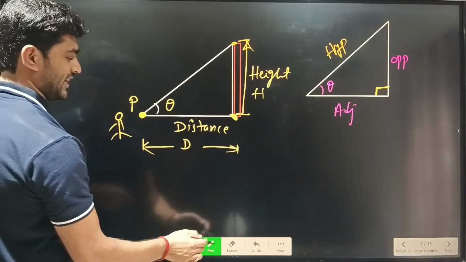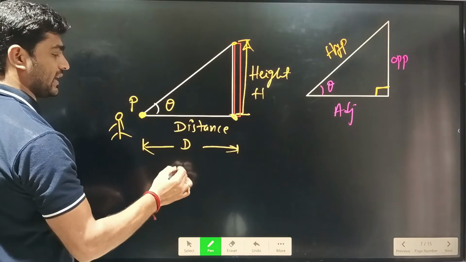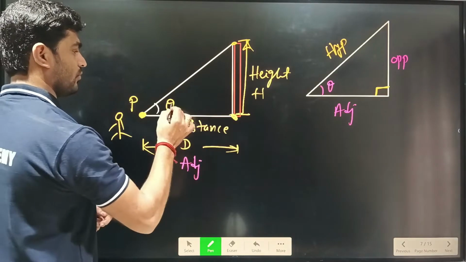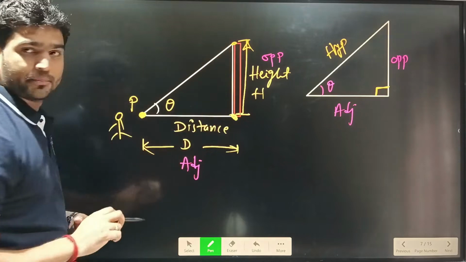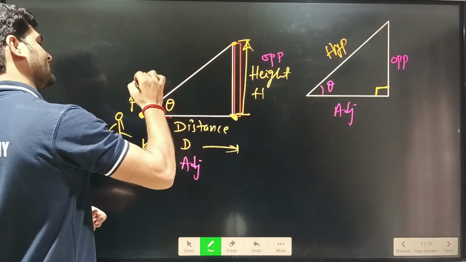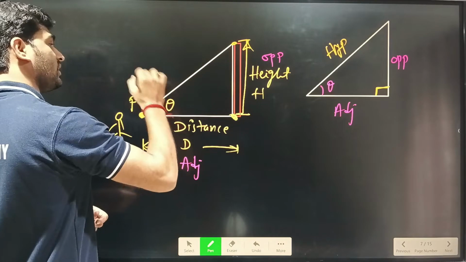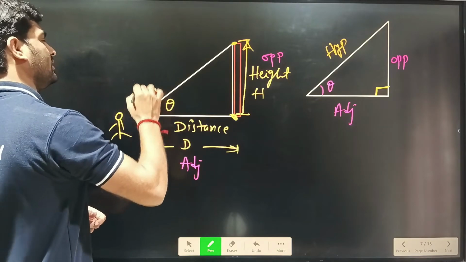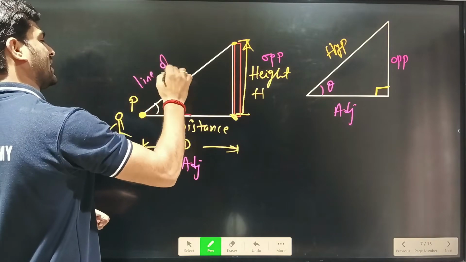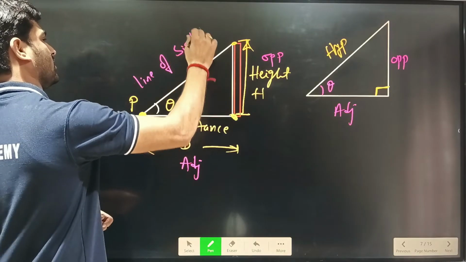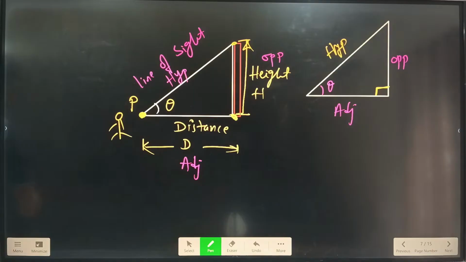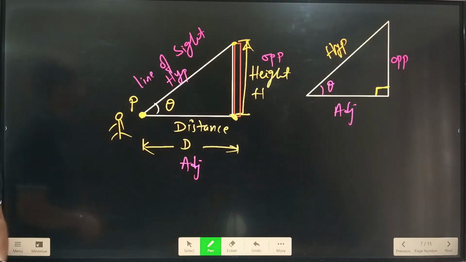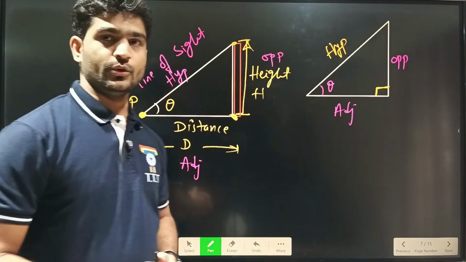For the angle theta, this will be the adjacent side, this is the opposite side, and here is the hypotenuse. Also, I can call the hypotenuse side the line of sight. So this is what height and distance means, and it is very important in the application of trigonometry chapter.